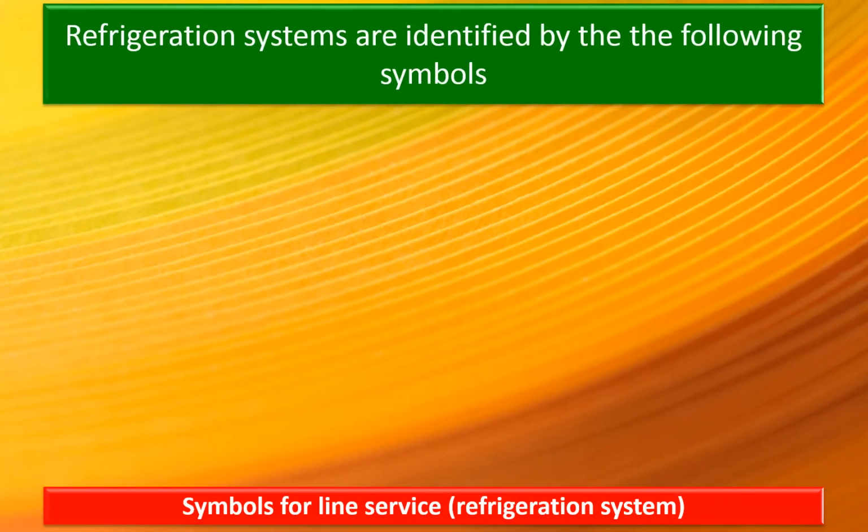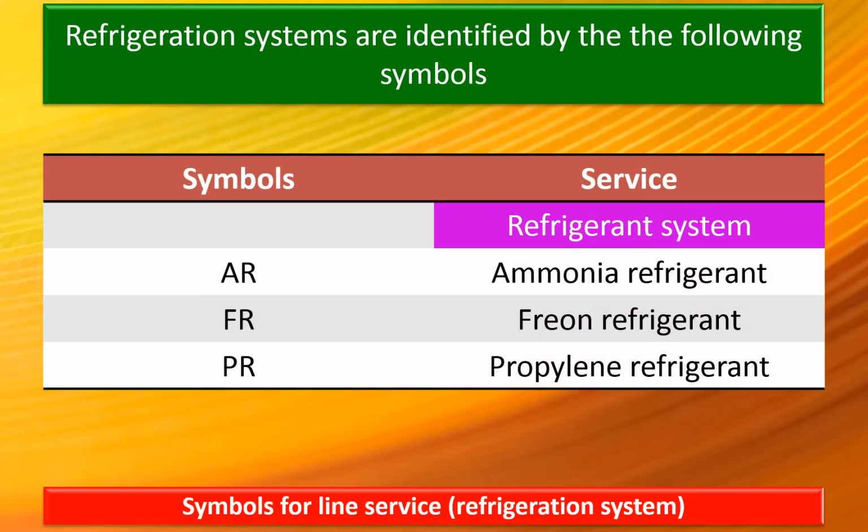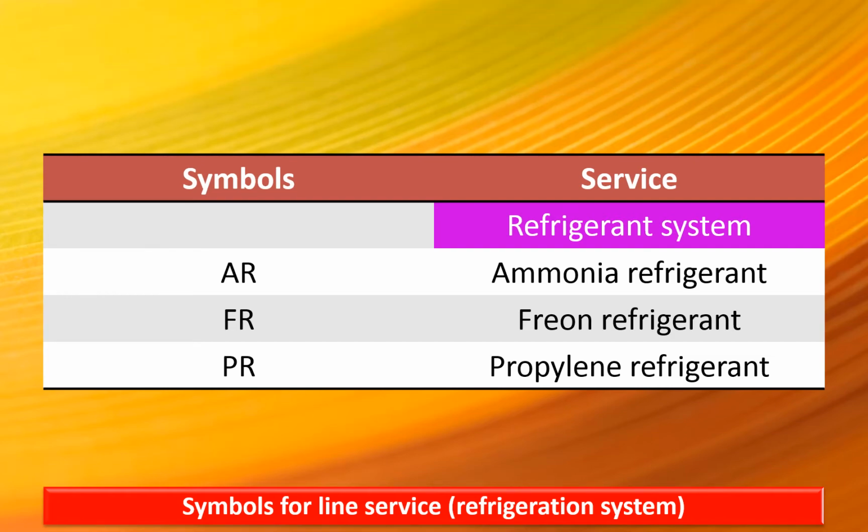Refrigeration systems are identified by the following symbols: AR, ammonia refrigerant, FR, freon refrigerant, PR, propylene refrigerant.